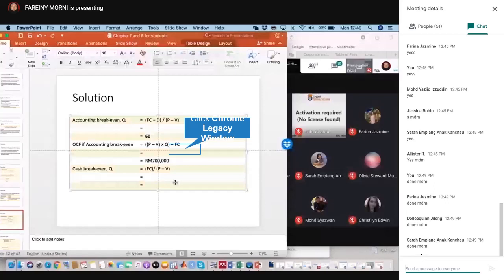Alright, so accounting break even, you get about 60 boats. Alright, so from the 60 boats, this value, Q, we take it there. Alright, so that's the value you bring forward. And then OCF, you should get about 700,000. And then cash break even is about 25 boats.